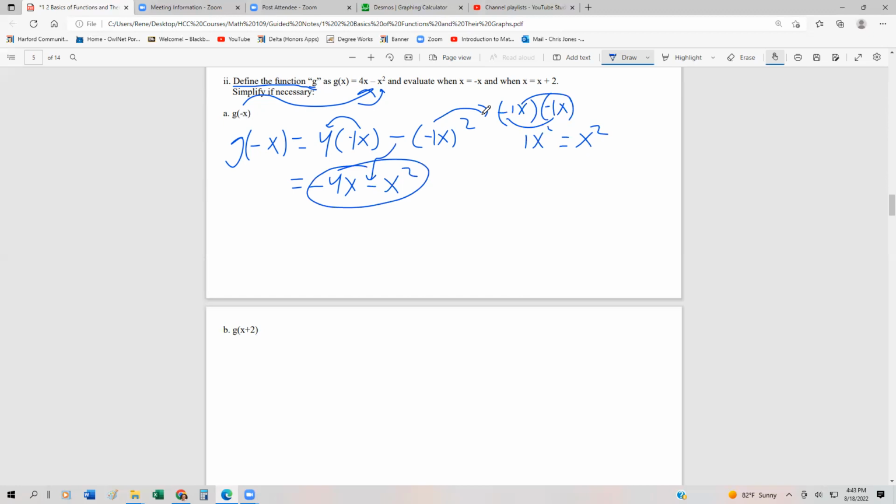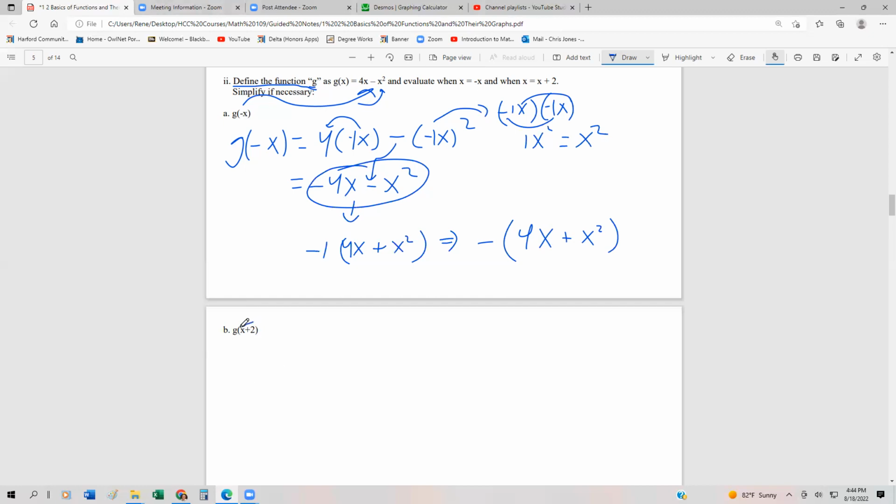Another way to think of g at negative x is if we were to factor out the negative sign, we could just have a negative 1 out front, and we could write that as negative 1 times 4x plus x squared. That's just another way to algebraically think of it. Or a third way is to get rid of the 1, since anytime we multiply anything by 1, it's an identity. And we could think of this as negative 4x plus x squared. All right, so just different ways to be able to think of how this might look.